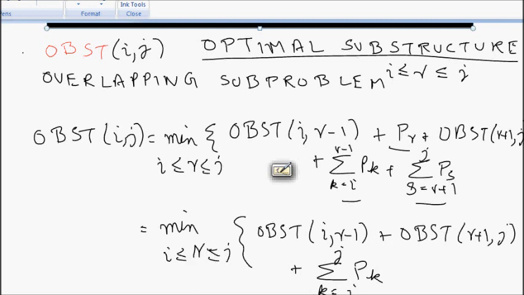Here r is varying from i to j, and this is equal to 0 if i is greater than j. But if i is equal to j minus 1, then this cost is 0, because it means I have some root, the first element, and it has all the right subtree. That happens when I take r as the first element, so everything comes to the right, and if I take r as the last element, everything is towards its left. So this is the recurrence relation.